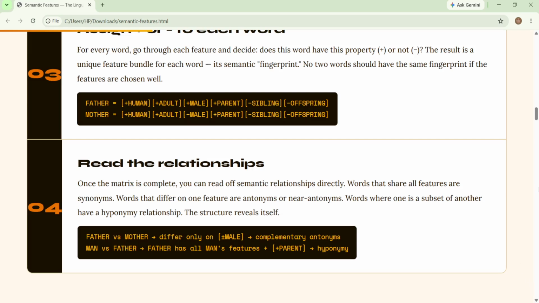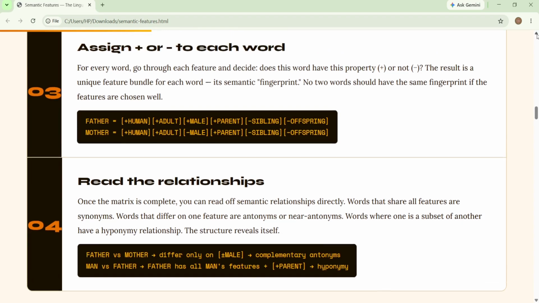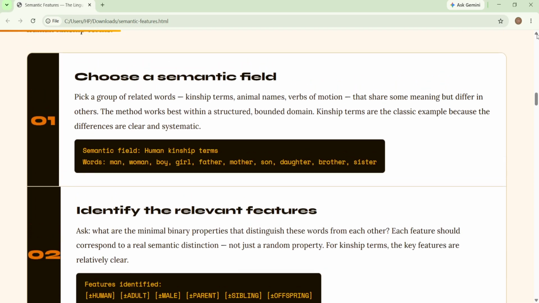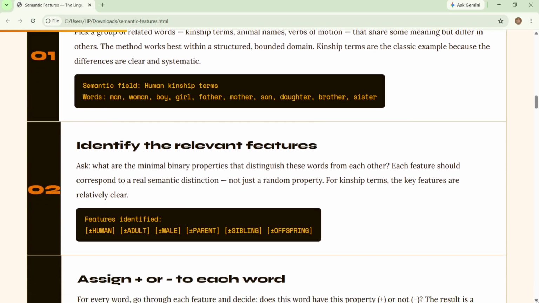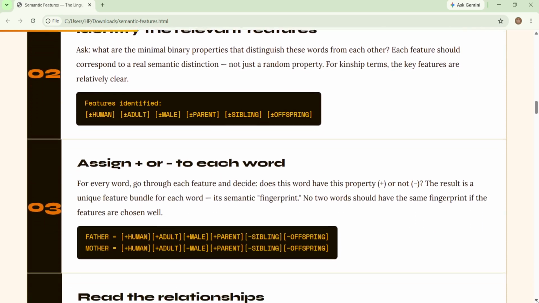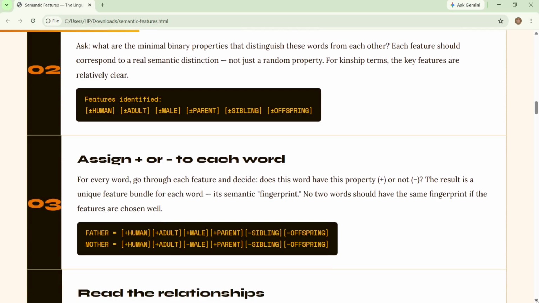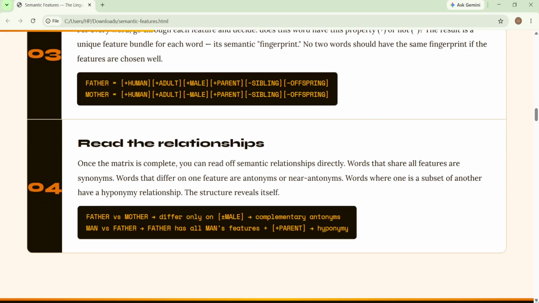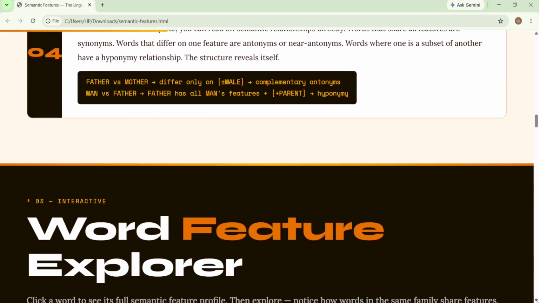So that is it for now. Let's see again how you'll be doing componential analysis step by step. First choose a semantic field, then identify the relevant features, then assign positive or negative to each word, then read the relationships, and these are the first steps.